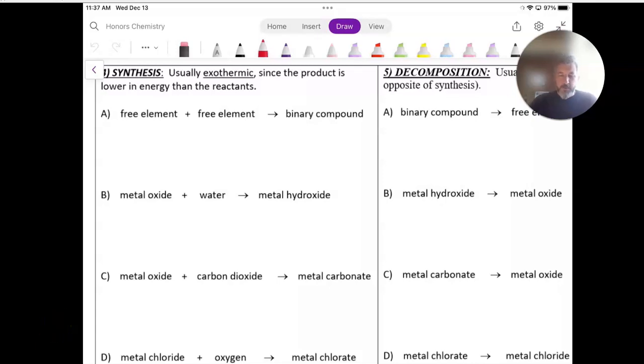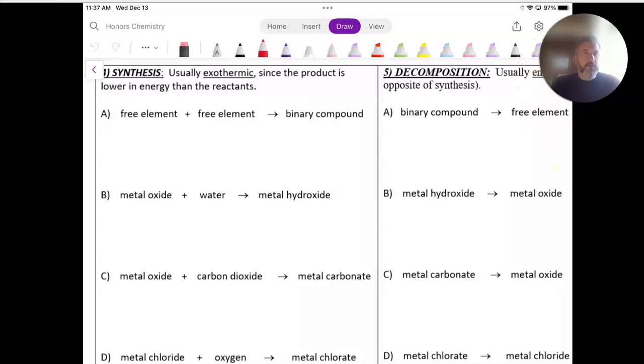All right, so today we are going to start talking about synthesis and decomposition reactions. And we're going to talk about them together because they are exact mirror images of each other. So it should make a little bit of sense as we go that if you learn one, you're pretty much learning the other because they're exact opposites. That's why I put them in the notes sort of right next to each other so you could see how they're related. Okay, so let's start with synthesis.